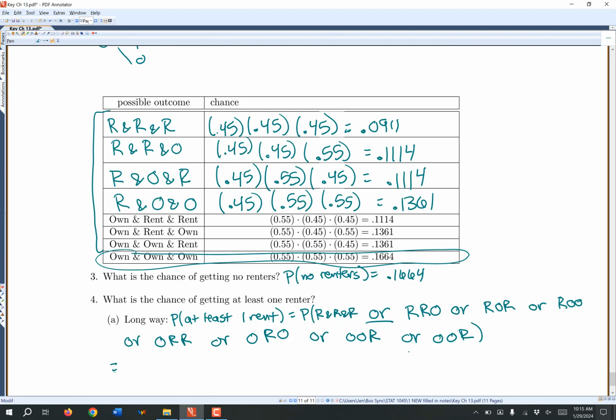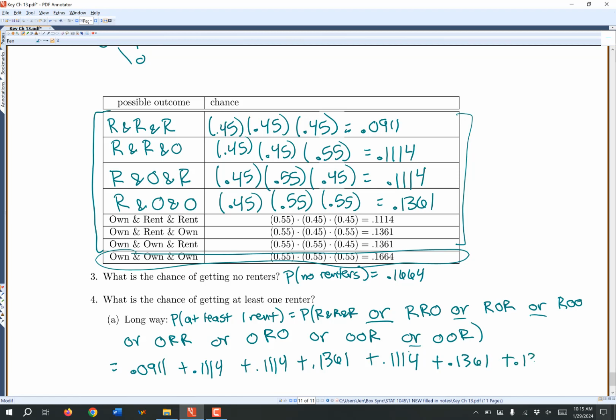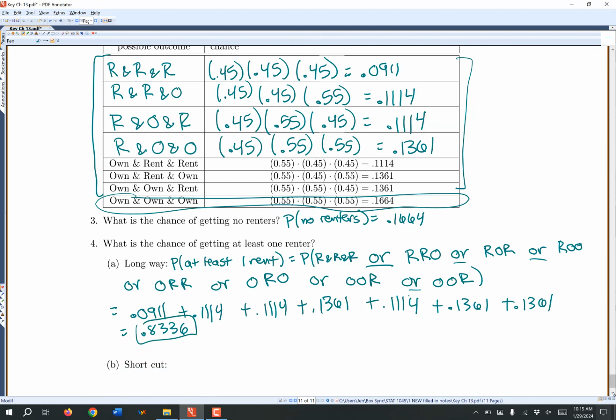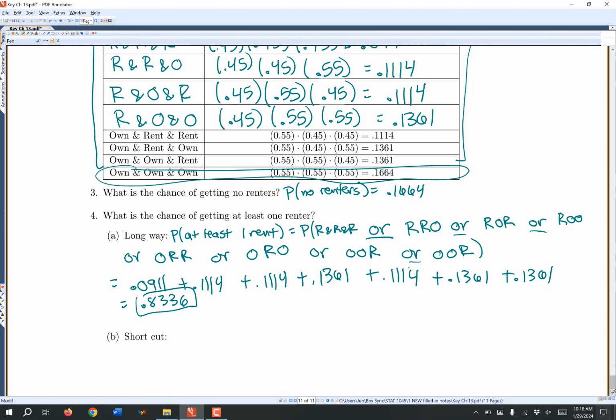Okay. And anytime we say an or, which if we haven't covered that yet, we just add up those probabilities. So now I have to add up these 7 probabilities. So 0.0911 plus 0.1114 plus 0.1114 plus 0.1361 plus 0.1114 plus 0.1361 plus 0.1361, which gives me 0.8336. So that takes a really long time to actually do it the long way. Okay, and I was writing really fast. I was abbreviating it a lot.